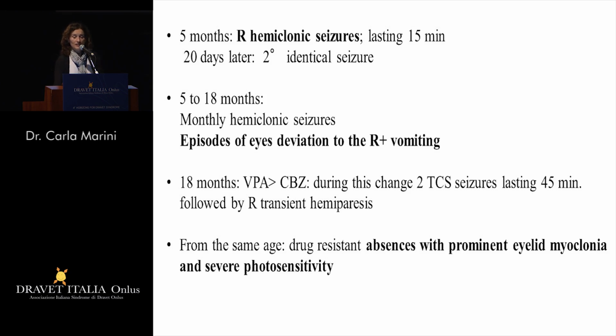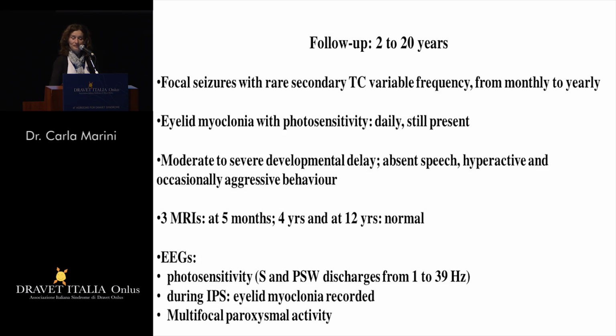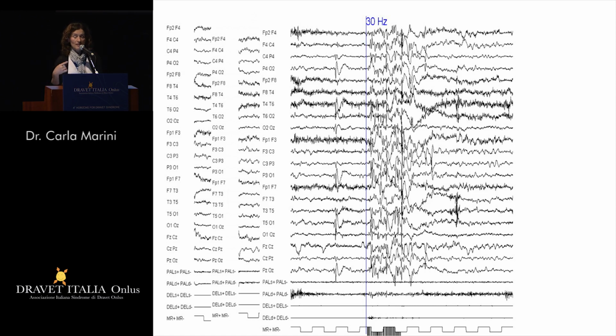From then on, he also started to have eyelid myoclonia, or absences with prominent eyelid myoclonia and photosensitivity. We kept seeing him, and we recorded many of these eyelid myoclonias and the photosensitivity. He has a moderate developmental delay, currently absent speech, he's hyperactive and occasionally rather aggressive. His MRIs were normal, and the EEG, as I said, showed some photosensitivity. I'll show you some of the EEG features. These are some of the spike and wave activities with eyelid myoclonia during photic stimulation at 2 Hertz, and then again at 25 and again at 30.